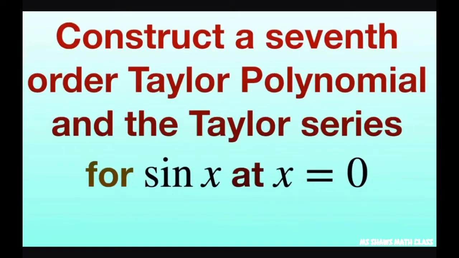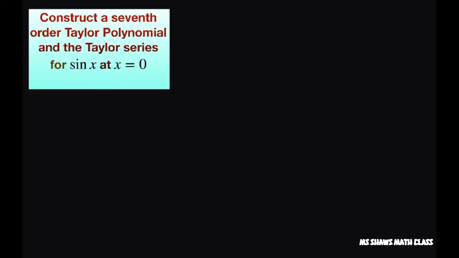Everyone, we're going to construct the seventh order Taylor polynomial and the Taylor series for sine of x at x equals 0. So basically we're just going to set it up as, we need to evaluate sine of x and its first 7 derivatives at x equals 0. So we know that sine of 0 equals 0. Okay, now we're going to do the first 7 derivatives.